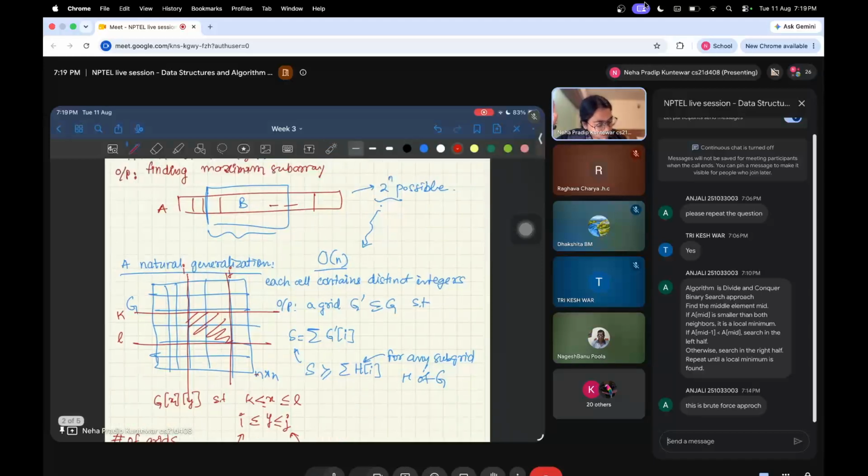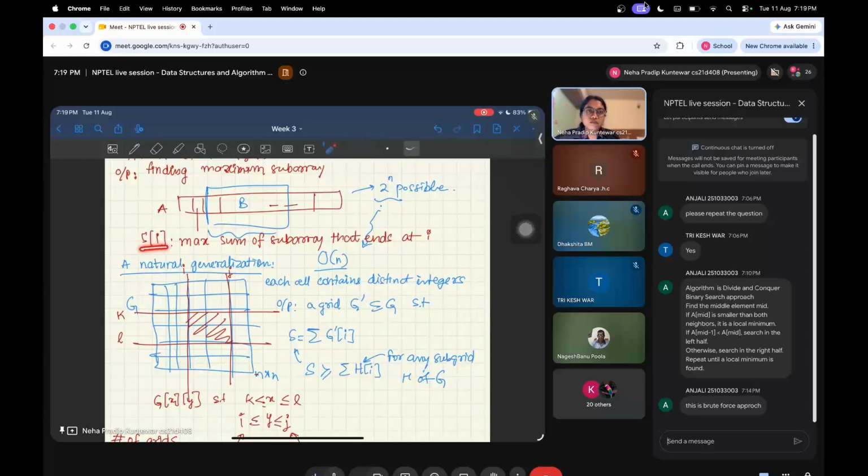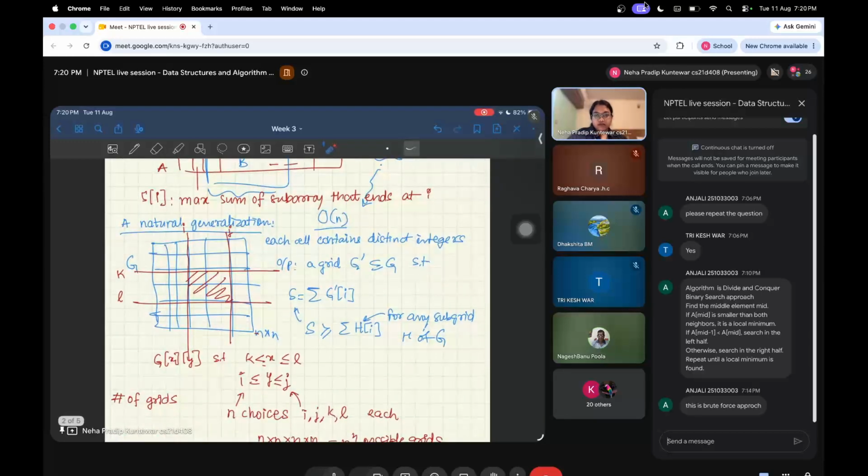You kept, for every element I, an S of I, which stores the maximum sum of a subarray that ends at I. And using this value, you found S of I plus 1. Using S of I plus 1, you found S of I plus 2, and so on, iteratively. Correct. Yes, ma'am.